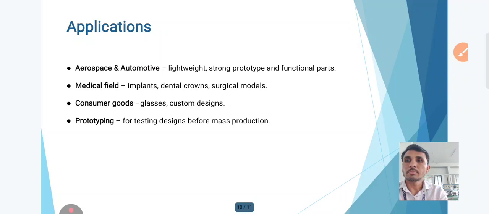By using 3D printing or by using SLS technology, we are preparing the prototype, which is used for the testing purposes.